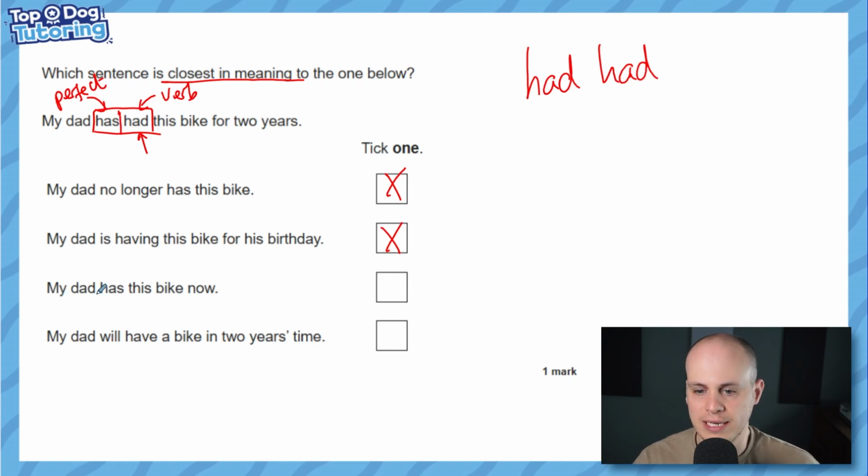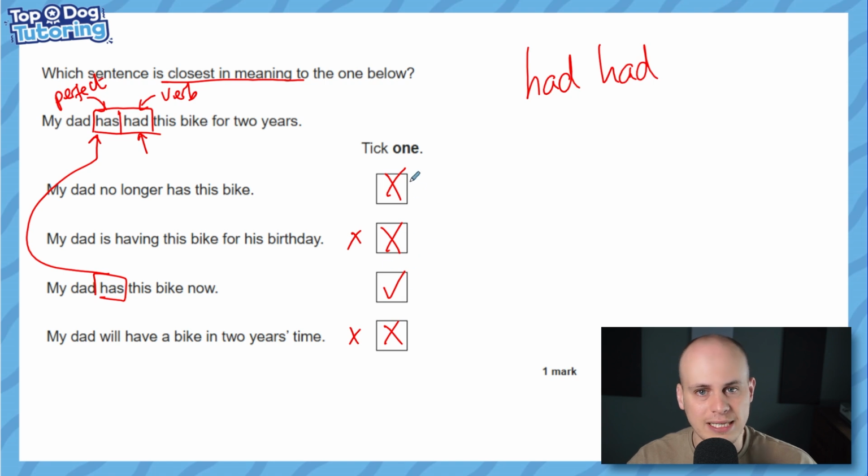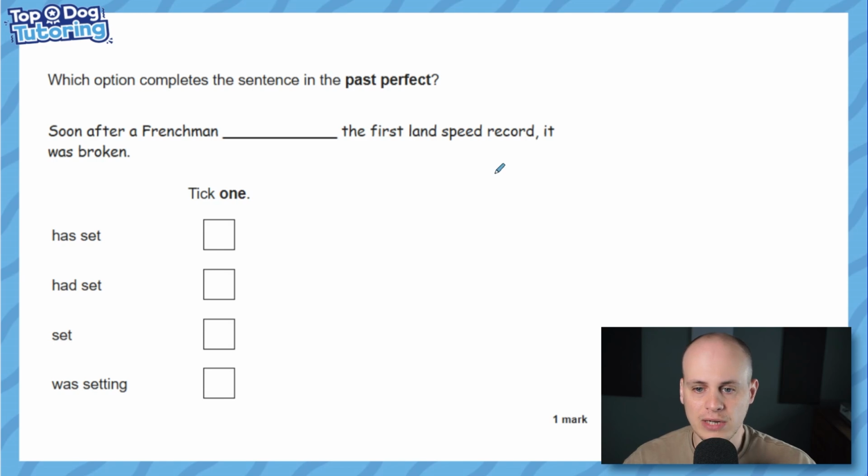My dad has this bike now. Now, this makes the most sense because it uses the same perfect verb as the actual sentence. So I'm thinking this is the best answer. My dad will have a bike in 2 years' time. It's nothing to do with the future tense at all. So even just a bit of common sense, guys, you can get rid of the second one and the fourth one really easily. And it was just between these two. The first one was a really good trap answer because it does feel like it's in the past tense, right? Because of the word had. But we know that has makes it the present perfect tense. So the third one is our best answer. That is, in all honesty, probably the hardest question I've ever seen in the SATs when it comes to the perfect tense. Let's have a look at another one.